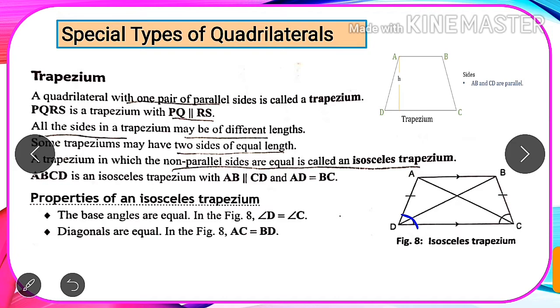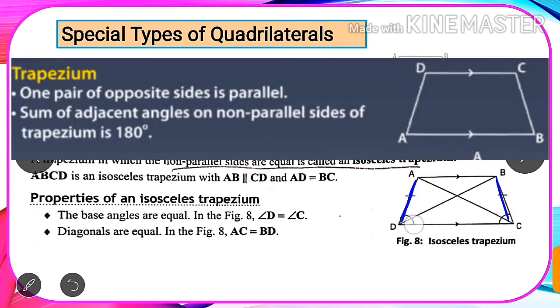Then this angle will be equal to this angle. If this side is equal to this side, then this angle will be equal to this angle. And similarly we will get that AC will be equal to BD. This is only possible if these two non-parallel sides are equal. Then we will call it an isosceles trapezium, and we should remember that in an isosceles trapezium, the non-parallel sides are equal, the two diagonals are equal to each other, and these two angles are equal to each other. It is only possible when it is an isosceles trapezium.